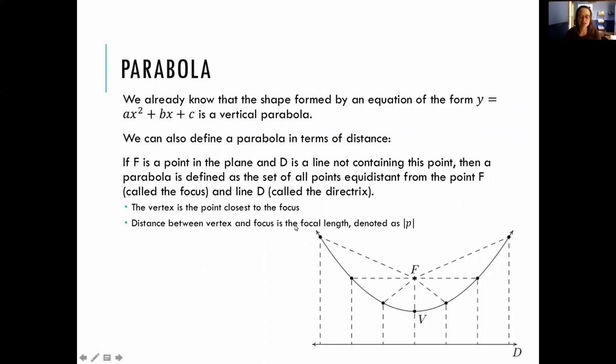And it turns out that a parabola is the set of all points that are equidistant from a fixed point, F, that we're going to call the focus, and some line that doesn't contain that point, that we label D, that is called the directrix. So every point on a parabola is equidistant between this line D and this point F. The point closest to the focus and closest to the directrix is the vertex.